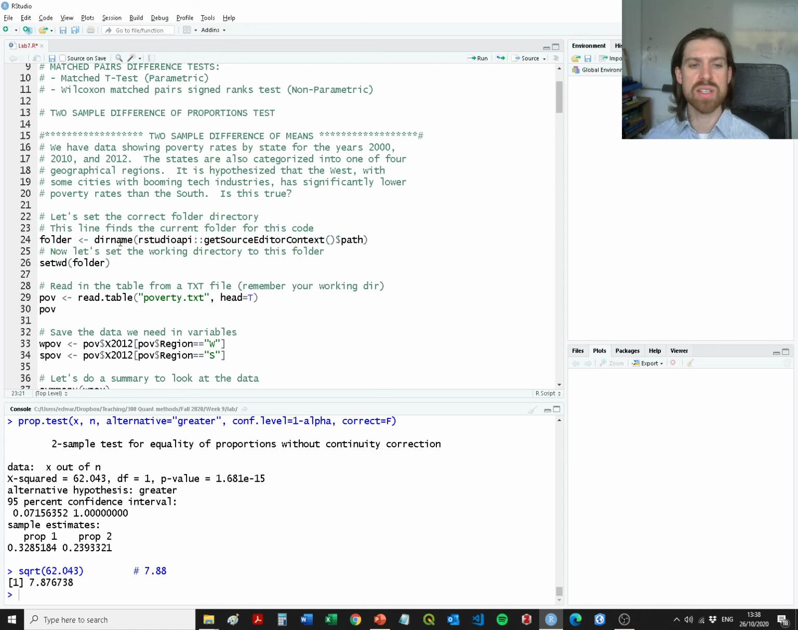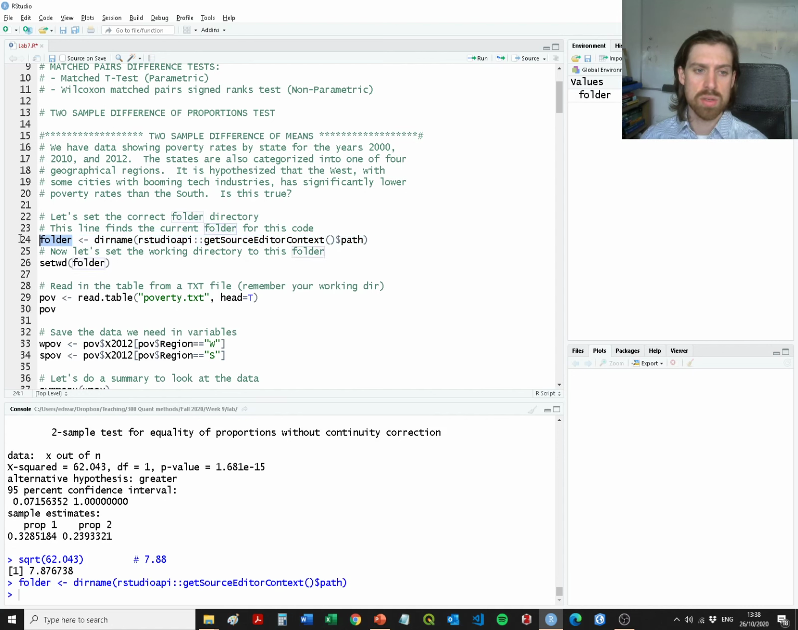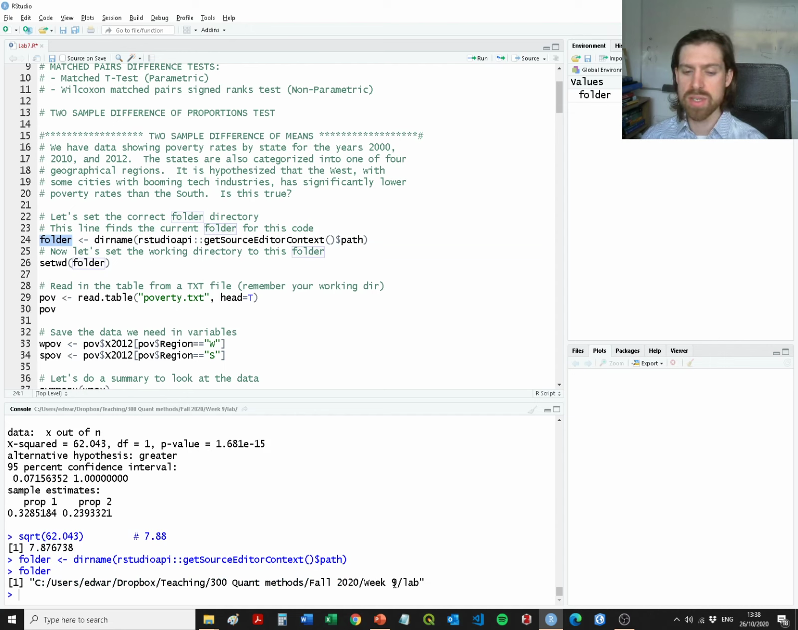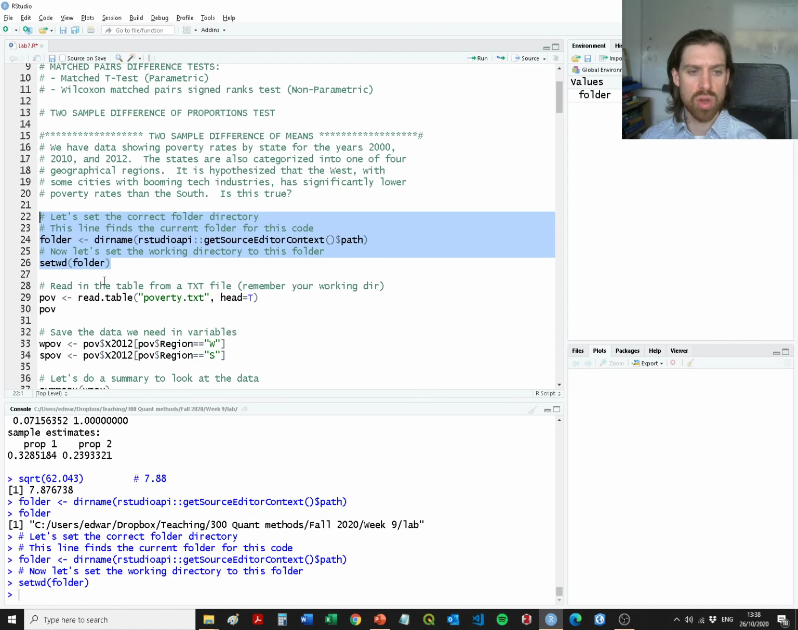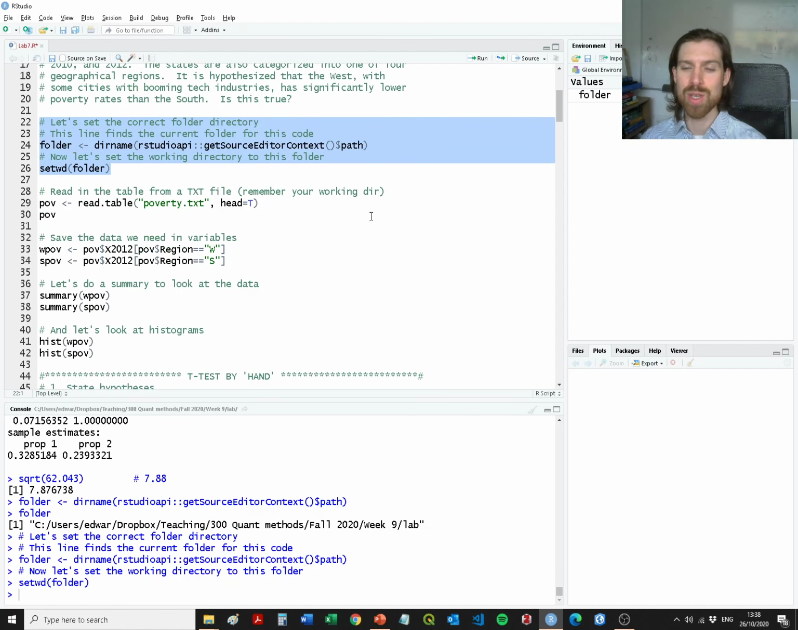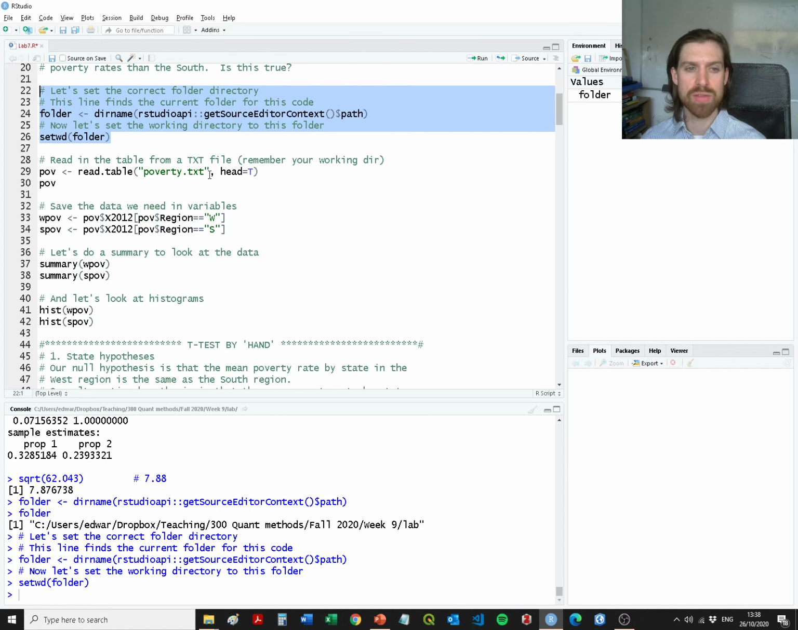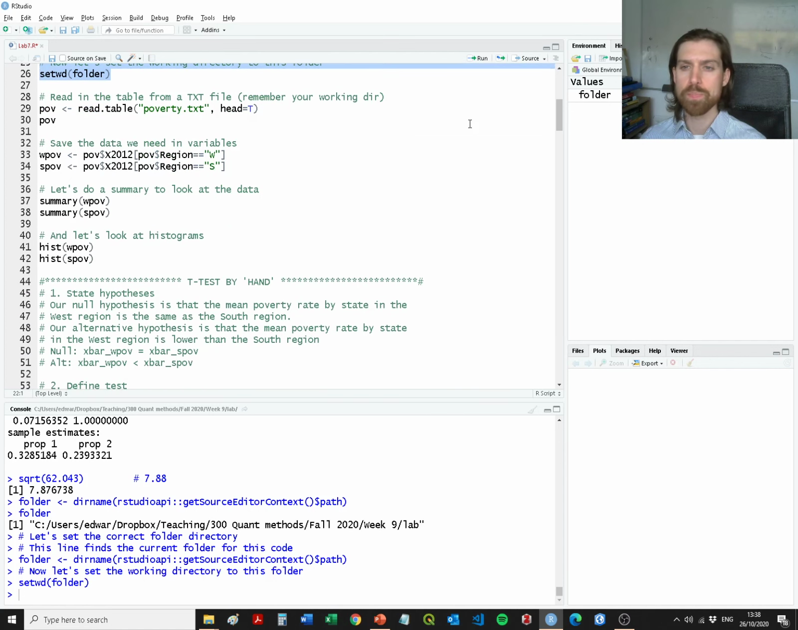So what this is doing is basically taking the directory name that's returned when you get the path from the RStudio API, so the application programming interface for the source editor. And essentially what that yields, if we run this, is the path to where my current R code is. So it's in 300 quant methods, fall 2020, week 9 lab. And I'm able to set that as my working folder. So hopefully that's not new to you and you're familiar with that already, as we've covered it in previous labs.